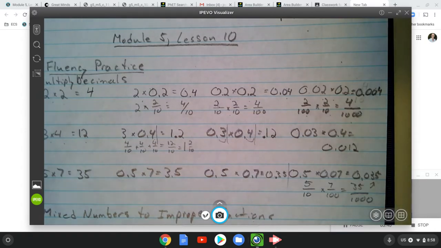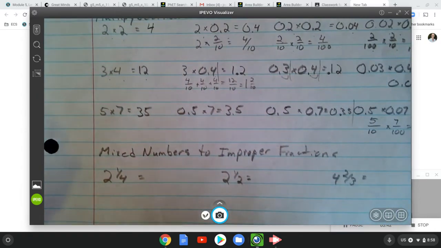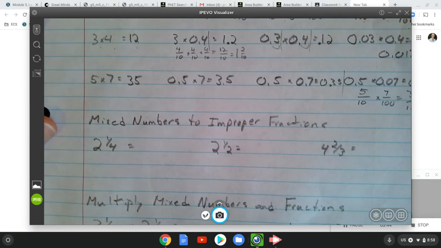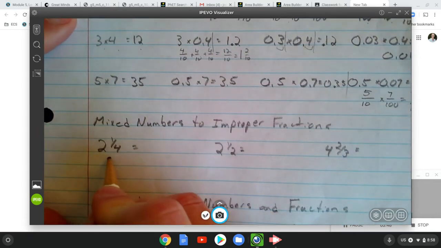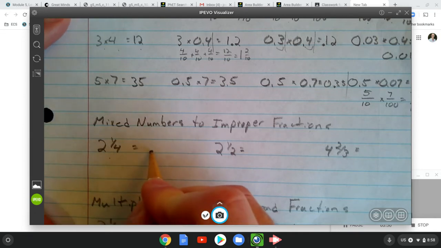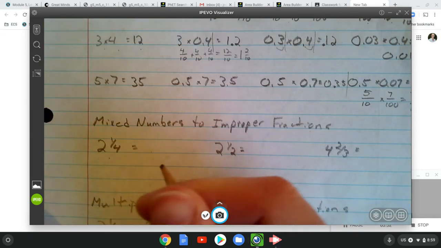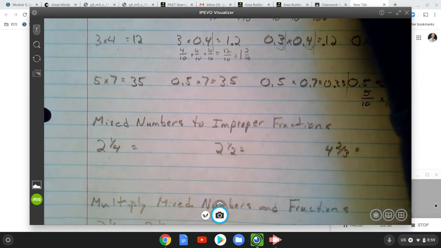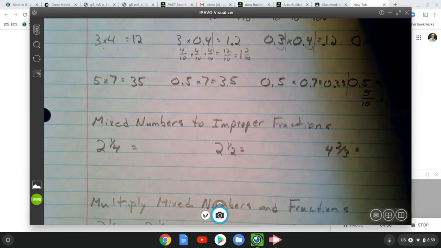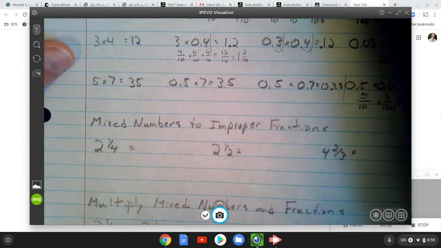Here is another. Let's look at mixed numbers, turning mixed numbers into improper fractions. So 2 1/4, I want to make an improper fraction. An improper fraction is just when the numerator is greater than the denominator. There's nothing improper about it; it's a perfectly good fraction. It's just that the numerator is bigger than the denominator. I'm going to pause this for 1 second.